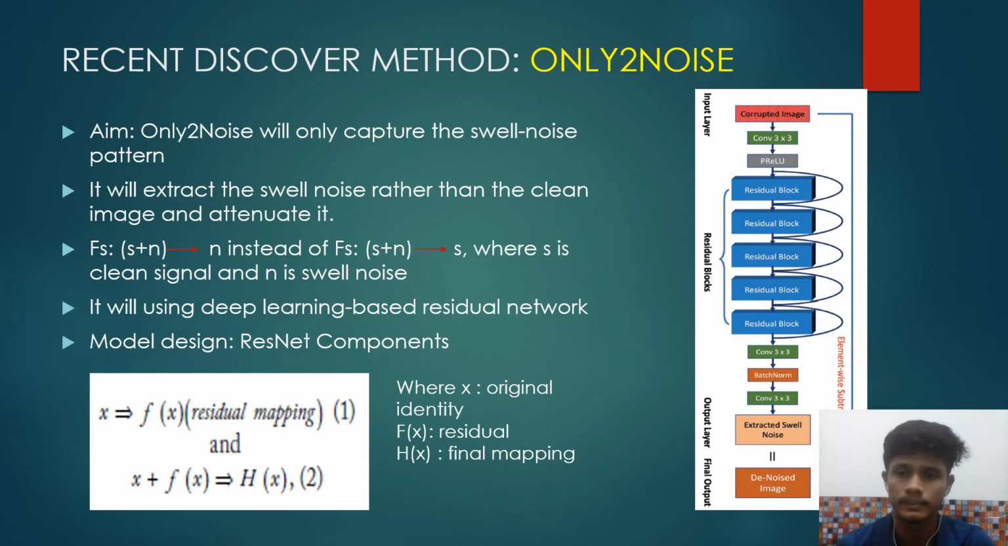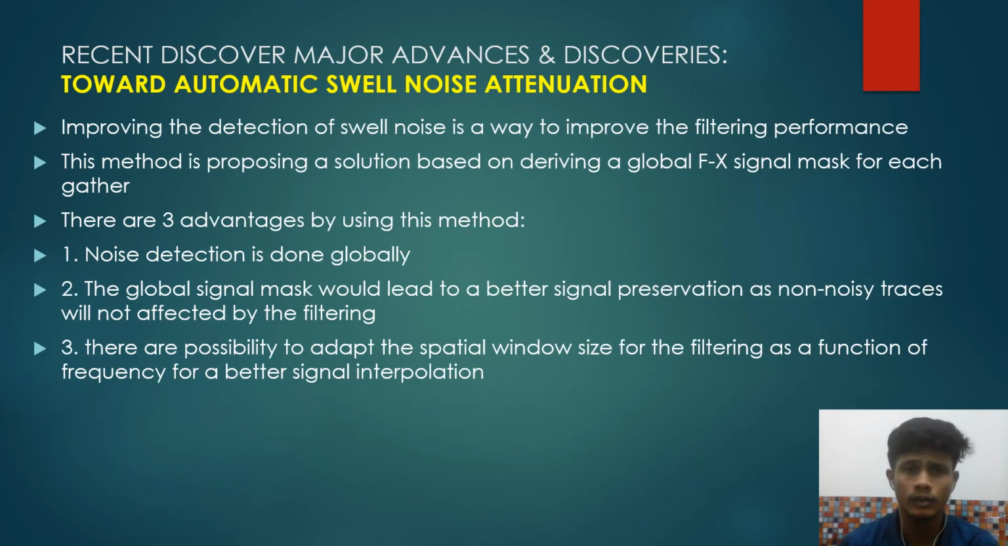The second recently discovered major advance in the attenuation of swell noise is in the paper called Toward Automatic Swell Noise Attenuation. Basically, this method improves the detection of the swell noise, which is a way to improve the filtering performance. This method proposes a solution based on deriving a global FX signal mask for each gather.